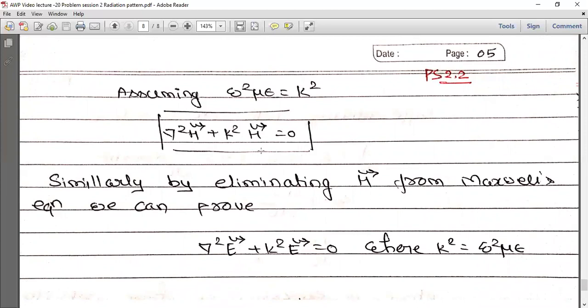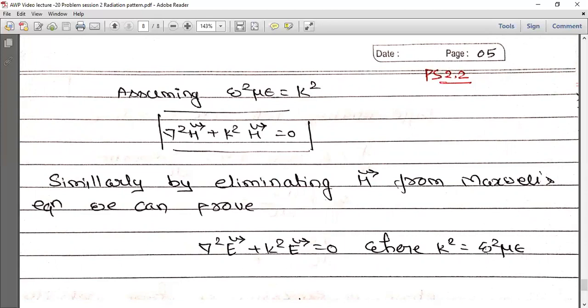And similarly, by eliminating H using those four equations, you can easily prove that del square E plus k square E equals 0, where k square is given by omega square mu epsilon. By the way, later on when you solve this equation, you find that this k is given the name phase constant. k is given by 2 pi by lambda, where lambda is the wavelength of the propagating wave, and you can very well prove k equals 2 pi by lambda from this expression.